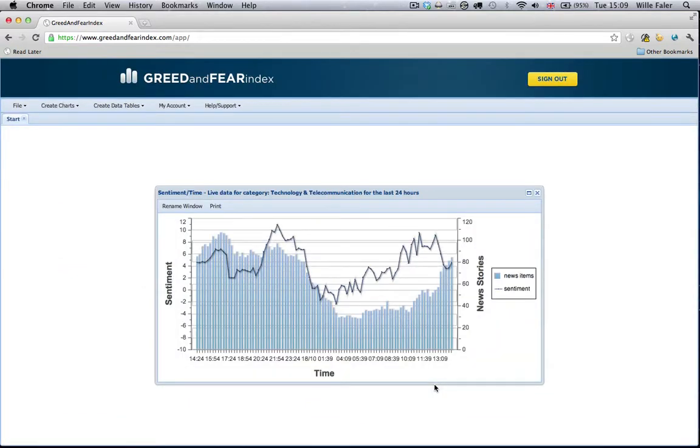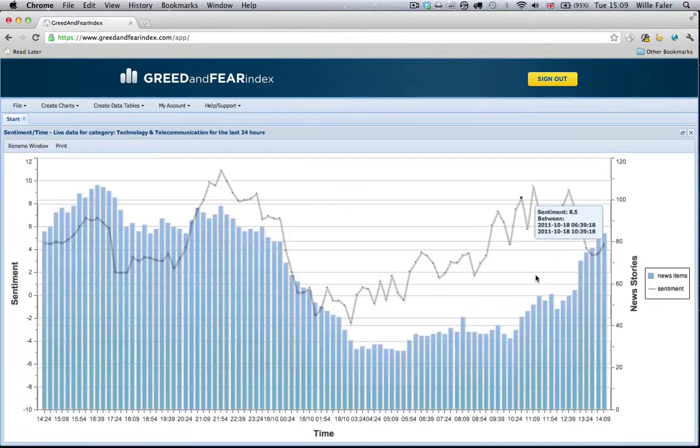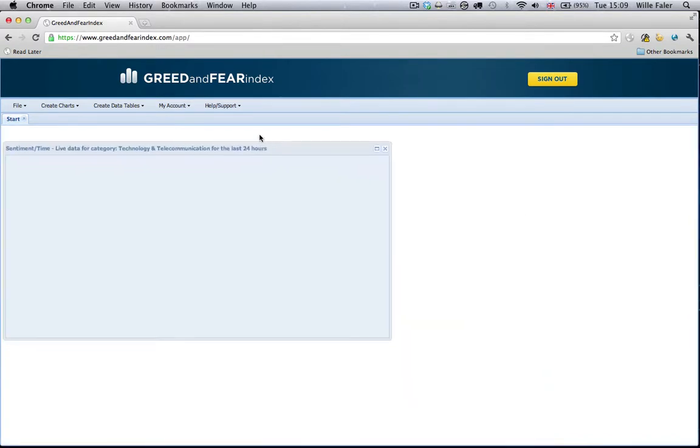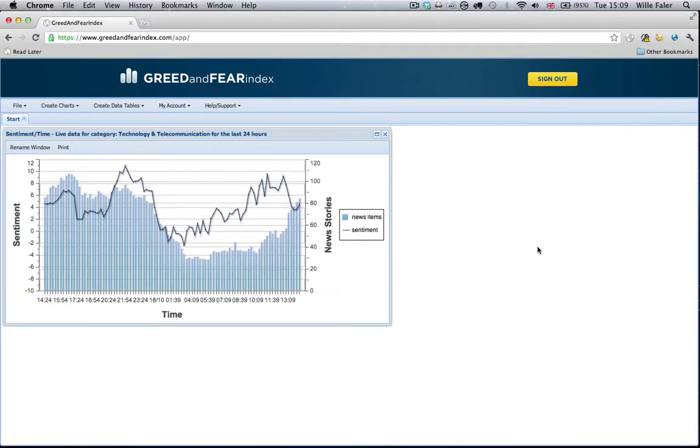Here you can see sentiment over time over the last 24 hours with a 4-hour moving average with data for every 15 minutes. You can see sentiment and the volume of news that we are looking at for this particular filter, technology and telecommunications. We can resize the window, we can move it around and put it wherever we like.